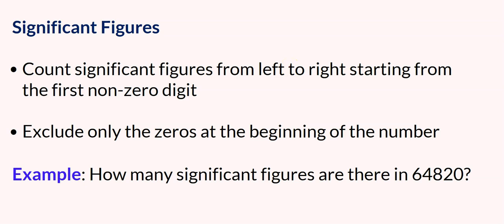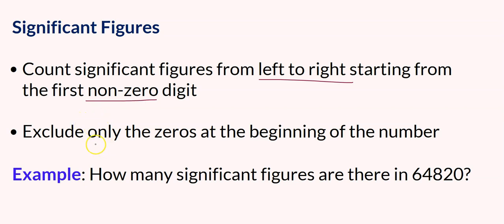Now let's go ahead and introduce the concept of significant figures. To identify significant figures, we're going to count from the left to the right, but we have to pay attention to this detail. We must always start counting from the first non-zero digit. What that simply means is that if you have a number that starts with a bunch of zeros, you have to ignore all the zeros until you get to the first number that is not a zero. And then we will start counting from that until we get to the end of the number.